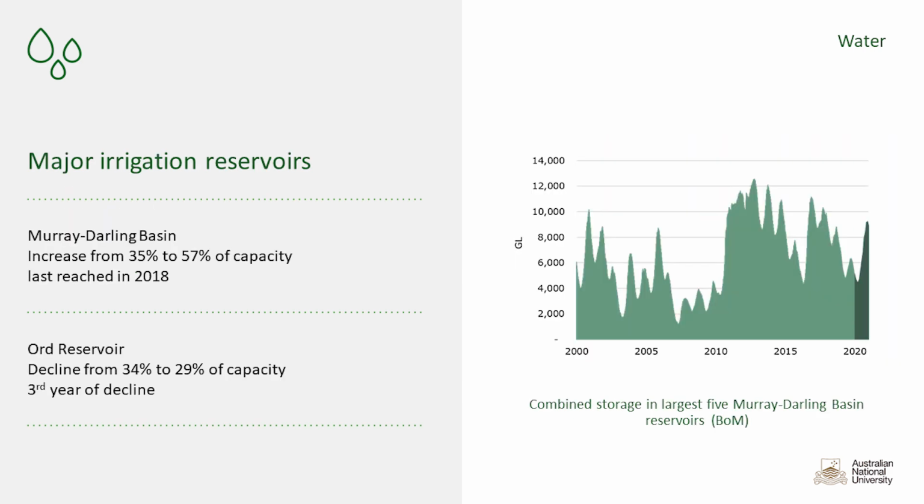It's a mixed story when it comes to the major irrigation reservoirs. In the Murray-Darling Basin, there was an increase from 35% to 57% of capacity thanks to good rains. That was last reached in 2018. On the other hand, in the Ord Reservoir, there was a decline from 34% to 29% of capacity. That marks the third year of decline of water storage there.